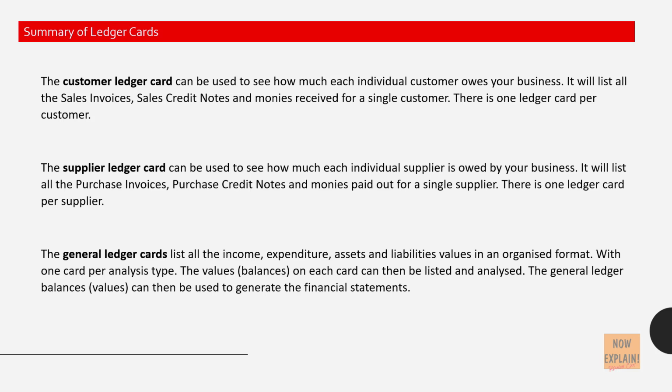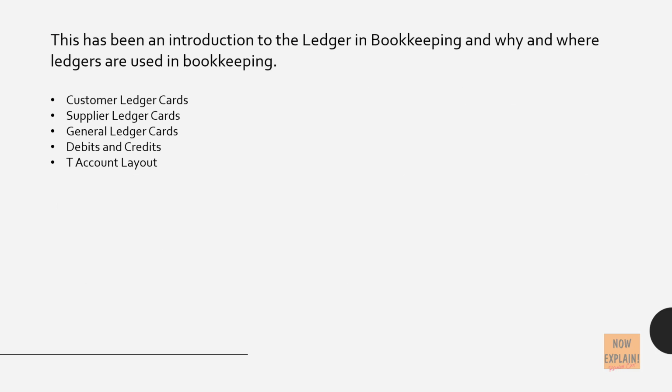The general ledger cards list all the income, expenditure, assets, and liability values in an organised format, with one card per analysis type. The values, the balances on each card, can then be listed and analysed. The general ledger balances can then be used to generate the financial statements.